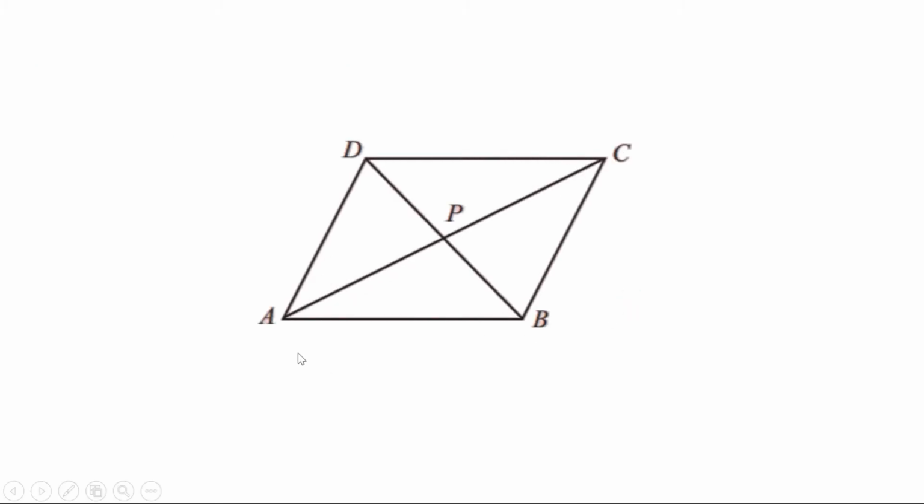Now, in a parallelogram, if you draw two diagonals, they intersect at a point. The length of these two parts are equal. The length of these two parts are also equal. We say the diagonals bisect each other. Means each diagonal makes the other into two equal parts, or this point P is the midpoint of both the diagonals. Let us prove it.